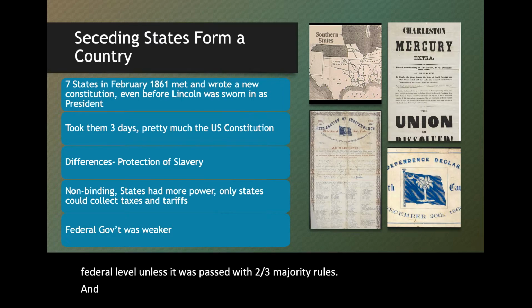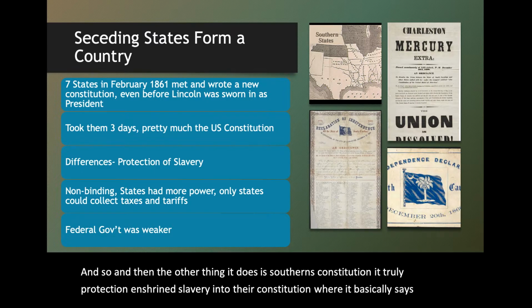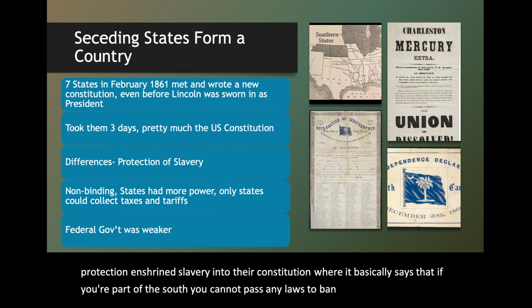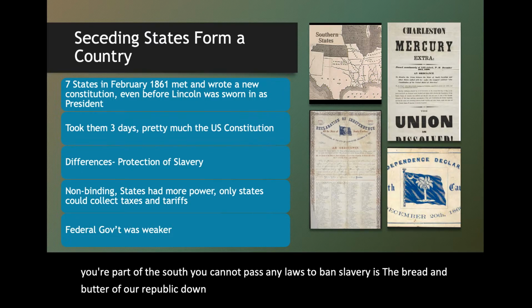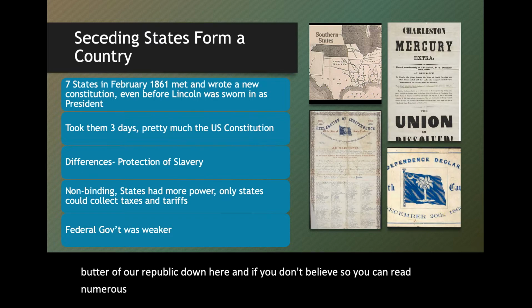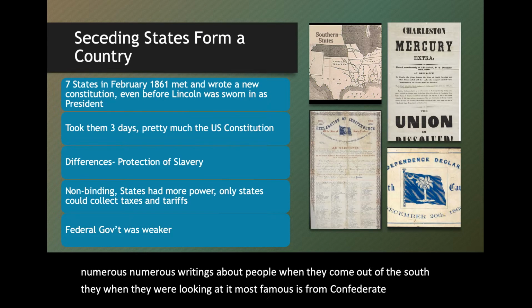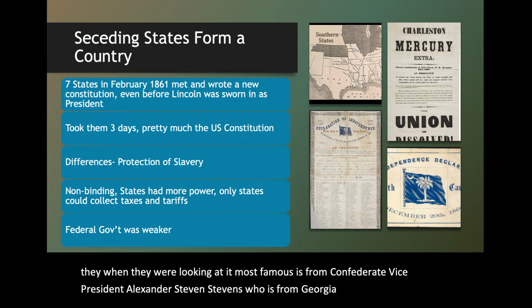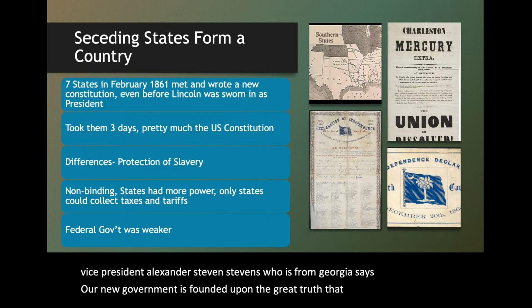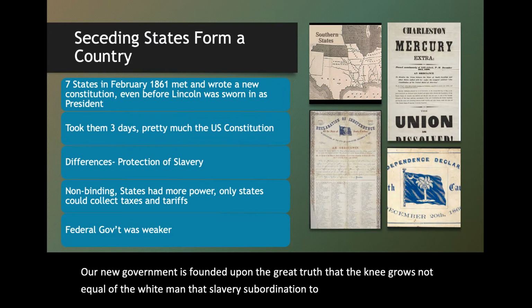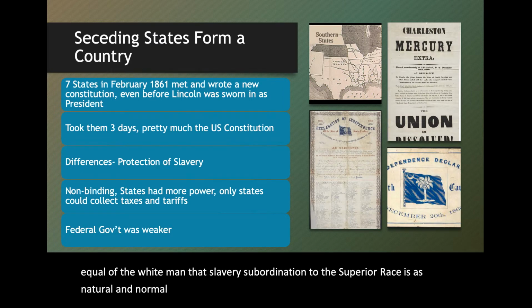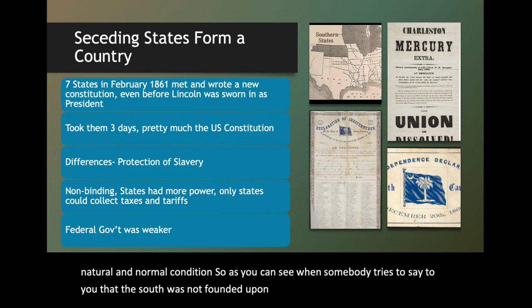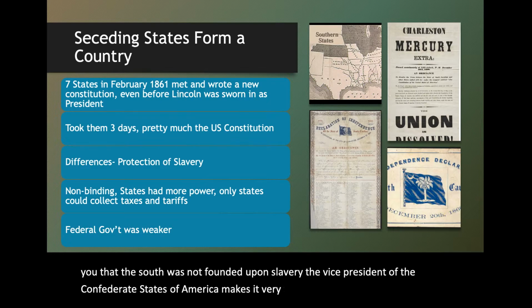And then the other thing the Southern Constitution does is truly protect and enshrine slavery, where it basically says that if you're part of the South, you cannot pass any laws to ban slavery. Slavery is the bread and butter of our republic down here. If you don't believe so, you can read numerous writings by people when they come out of the South. The most famous is from the Confederate Vice President Alexander Stephens, who is from Georgia, who says, our new government is founded upon the great truth that the Negro is not the equal of the white man, that slavery, subordination to the superior race, is his natural and normal condition. So as you can see, when somebody tries to tell you that the South was not founded upon slavery, the Vice President of the Confederate States of America makes it very, very clear that it was founded upon slavery.